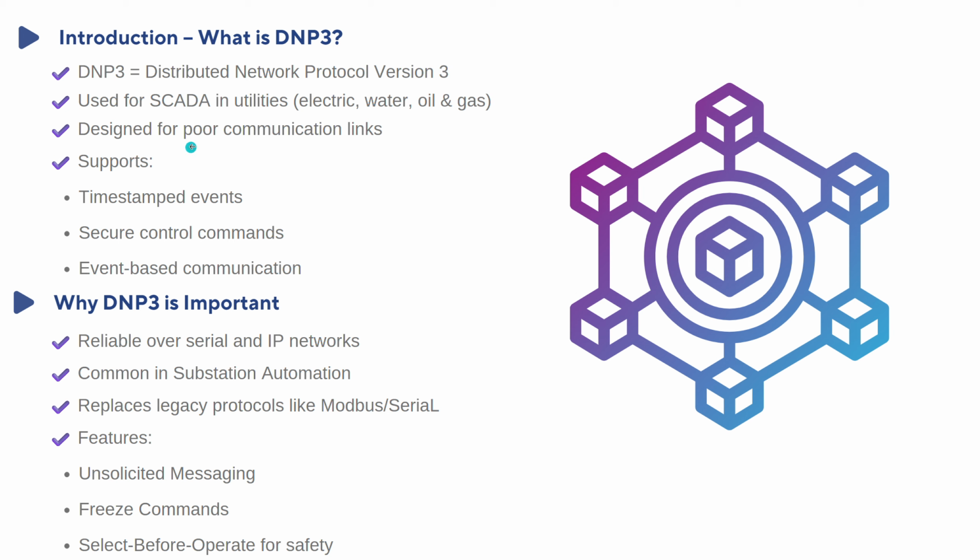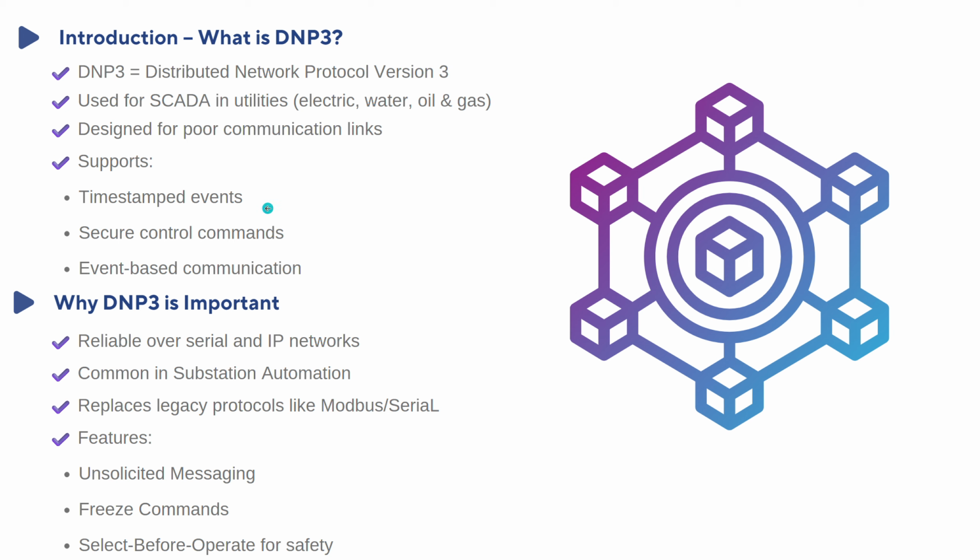As I said, it is designed mostly for poor communication links. It handles remote telemetry from RTUs, PLCs, meters, and intelligent electronic devices over poor quality links. Then it supports timestamp-based events. What is a timestamp-based event? In Modbus, whenever there is any kind of communication loss, we lose the data for that particular duration.